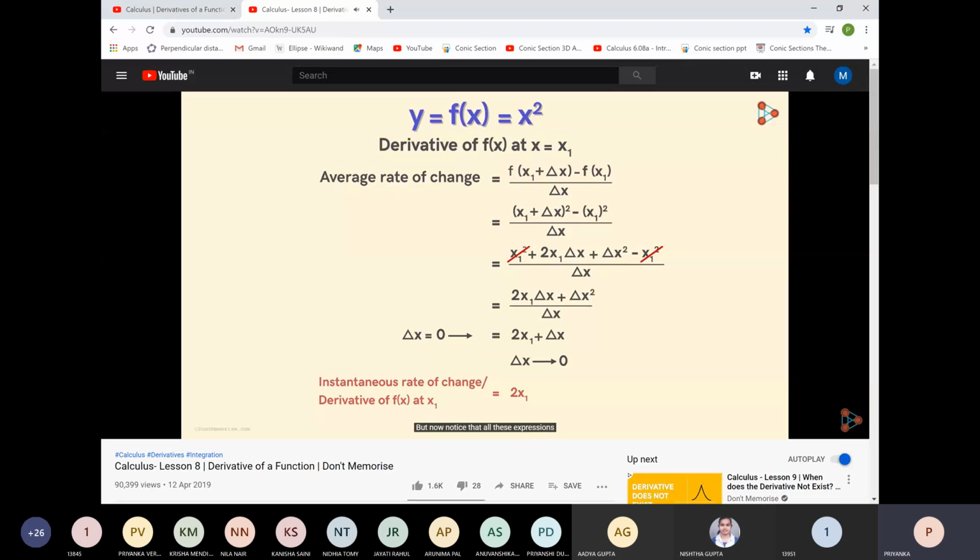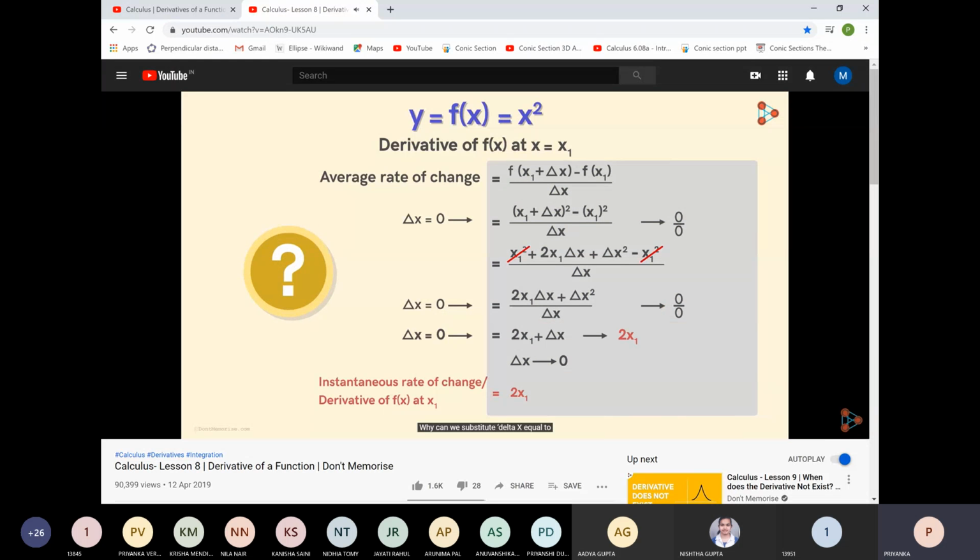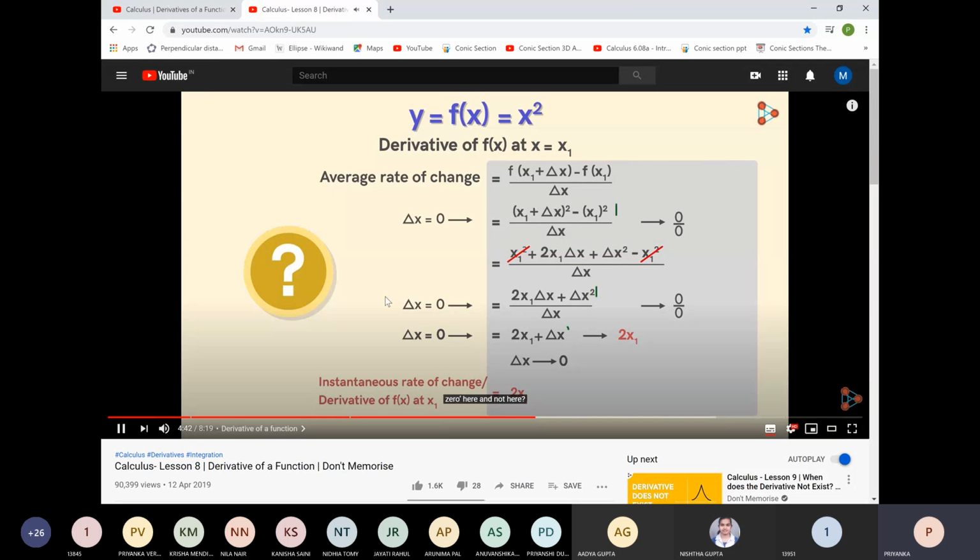But now notice that all these expressions are equivalent to each other. So what if instead of putting delta x equal to 0 here, we put delta x equal to 0 here or here? We see that we will get the numerator and the denominator both equal to 0. But for this final expression, we got the answer as 2 times x1. So what's going on here? Why can't we substitute delta x equal to 0 here and not here?